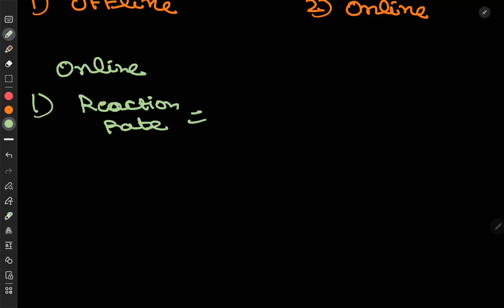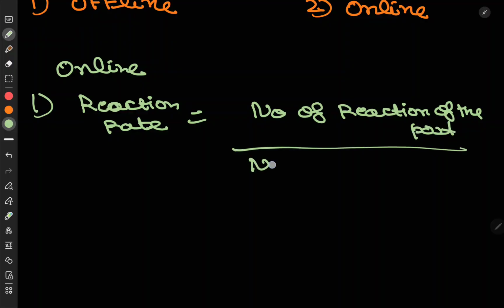So for that, what you can do is that the reaction rate could be number of reactions on the post by total number of impressions on the post. So what does this mean? Let's say there were roughly 1 million impressions on the post, and out of which roughly 5 lakh people liked that post. So it means that the reaction rate was good. So it means that you are able to show relevant posts to the users. This is one thing, one criteria.